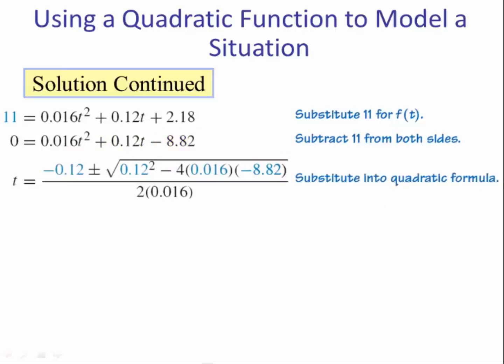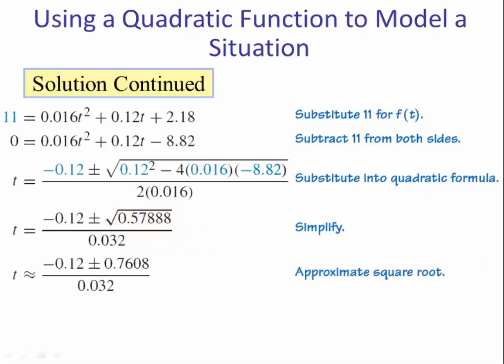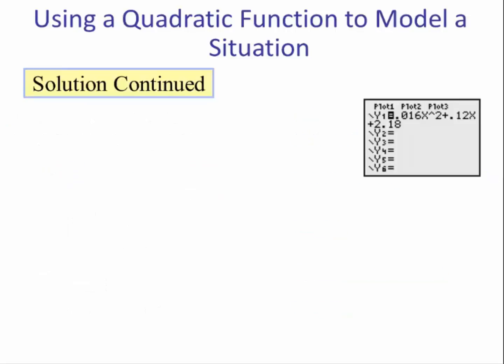Using the quadratic formula, we have T equals negative 1.2 plus or minus the square root of 0.57888, divided by 0.032. The square root of 0.57888 becomes 0.7608. Approximating this, we have T as negative 27.53, or T is approximately equal to 20.03 to 2 decimal places. Let's verify these solutions.